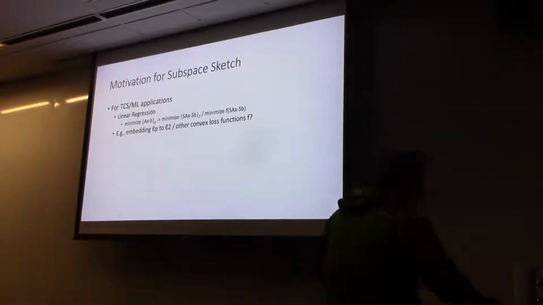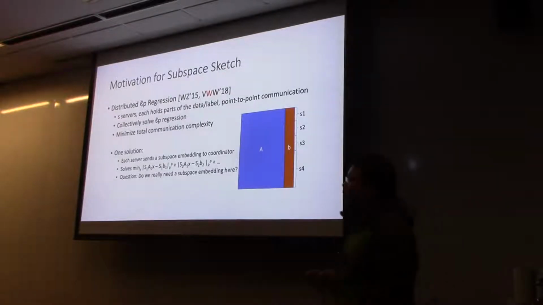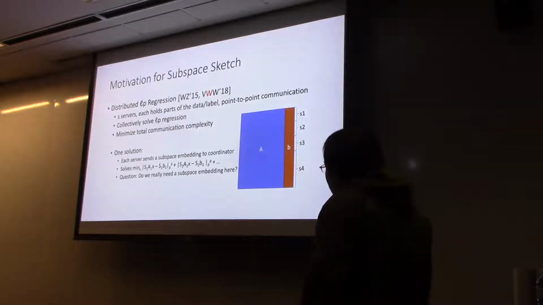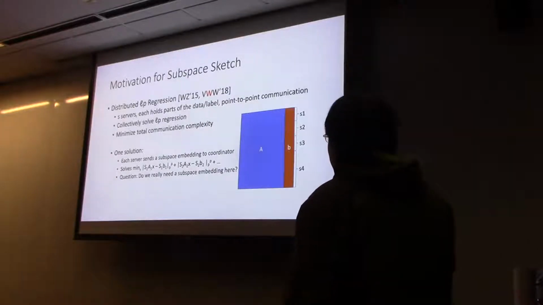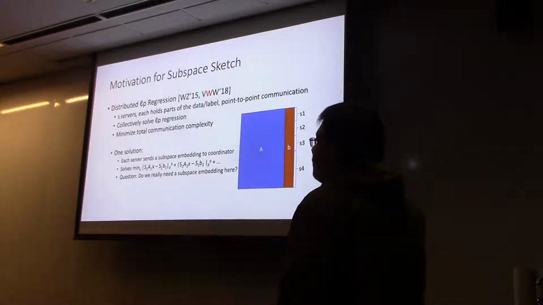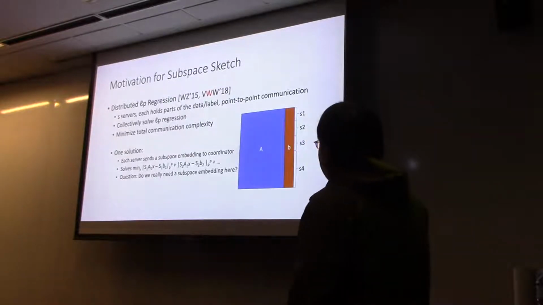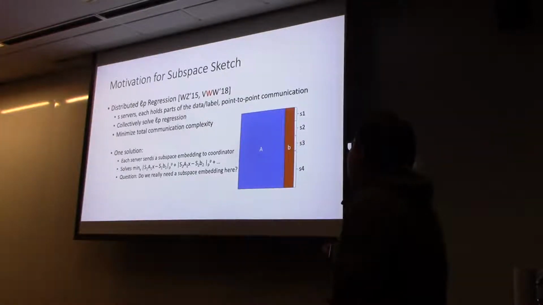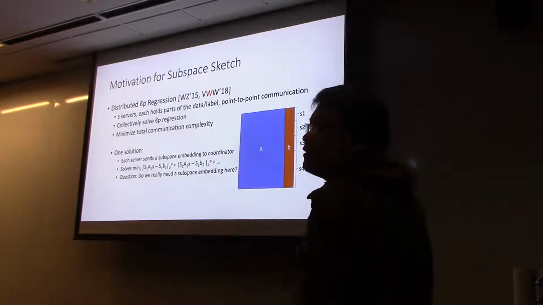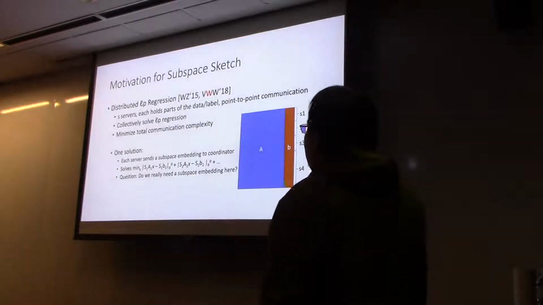And the second motivation is something we call distributed LP regression, which was first studied by Woodruff and Zhang, and recently restarted by Vempala, me, and Woodruff, where we consider the following model. There are S servers, and there are some data. These data are split among these servers. Basically, we can write all these data by matrix A. Each row is one data point, and each entry in this B vector is the label of this data.